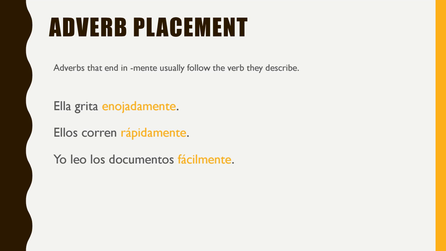Ella grita enojadamente. You can see that the adverb enojadamente comes after the verb grita. She screams angrily. Ellos corren rápidamente. They run quickly. Again, the adverb comes after the verb. Yo leo los documentos fácilmente. So I read the documents easily. That's usually where your adverbs will come. They'll usually follow the verbs that they describe.